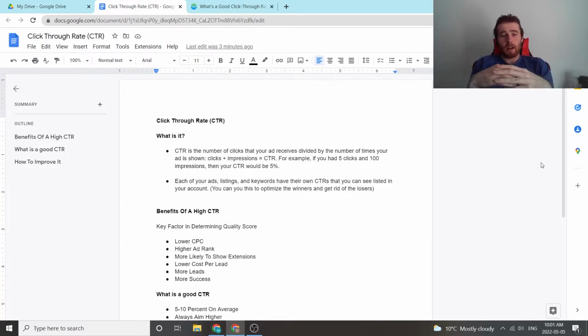So to start it off, click-through rate is essentially the amount of people who see your ad versus the amount of people who actually click on it. So say you have 5 people click on your ad and 100 people saw it, you have a 5% click-through rate. It's pretty simple to understand.